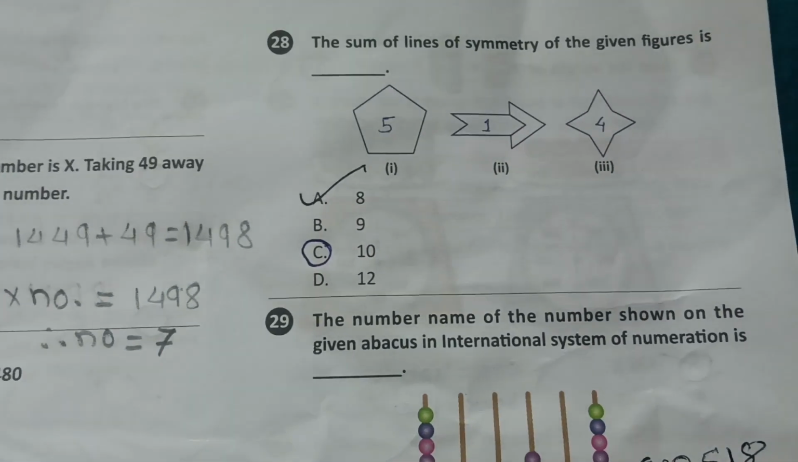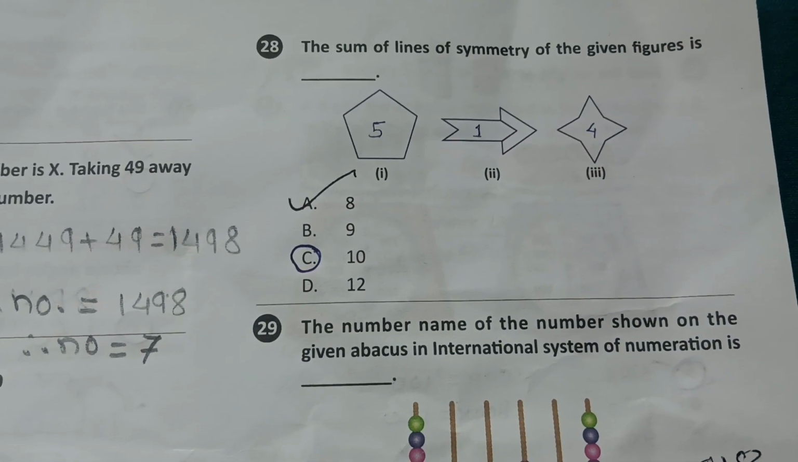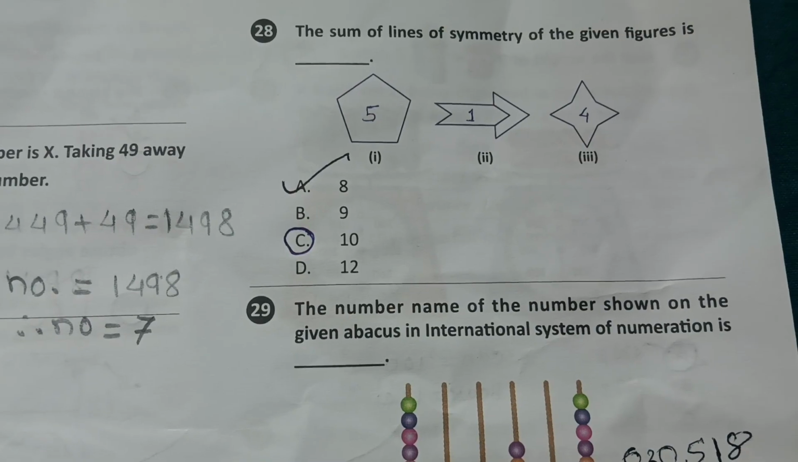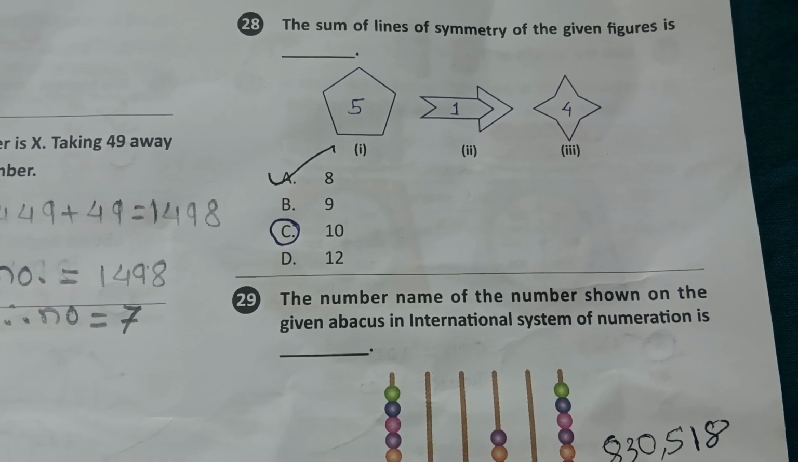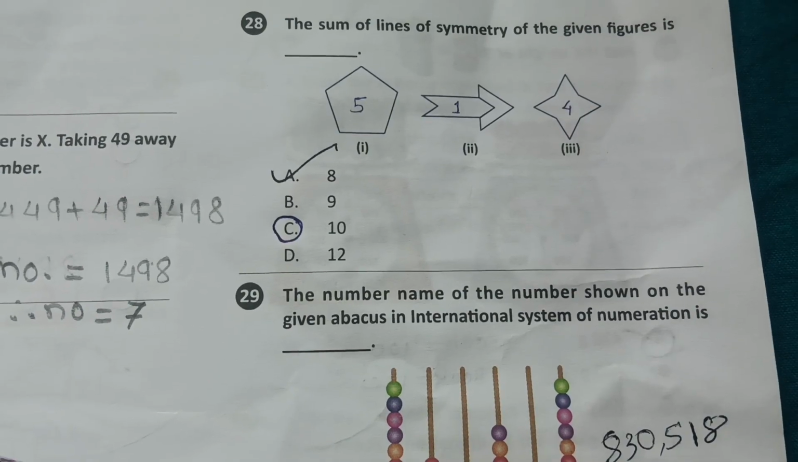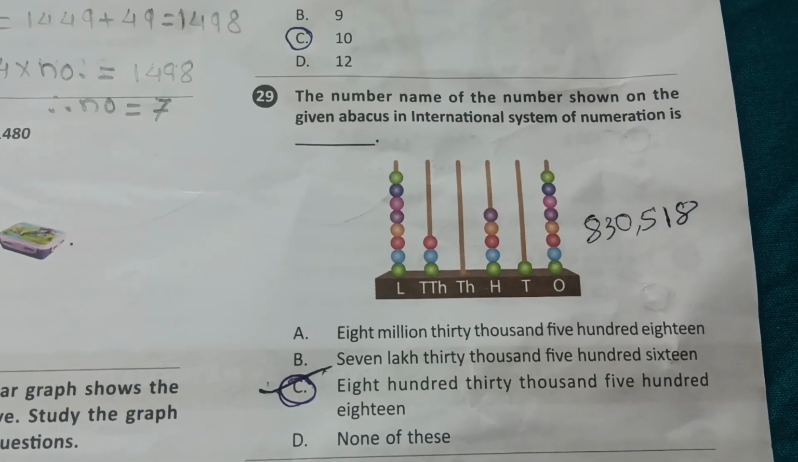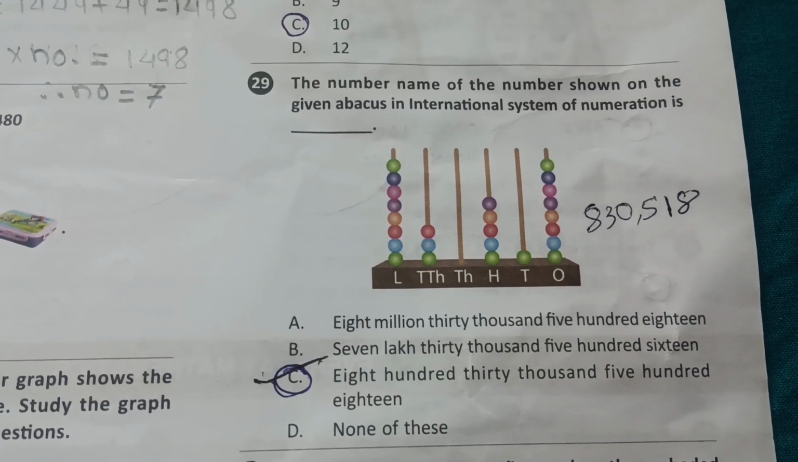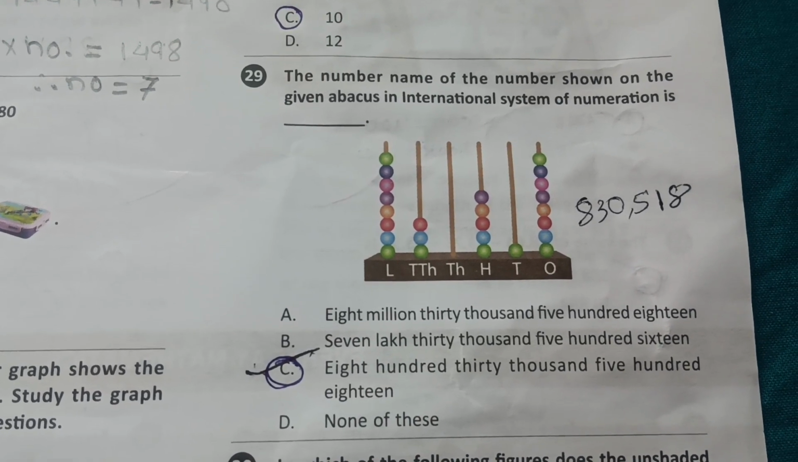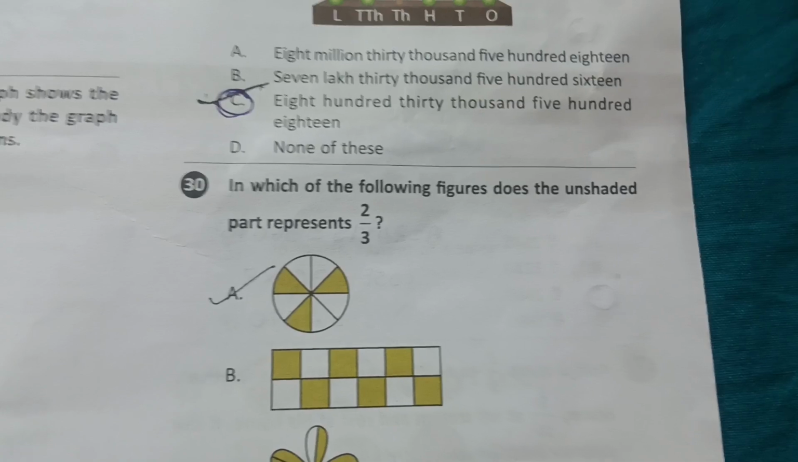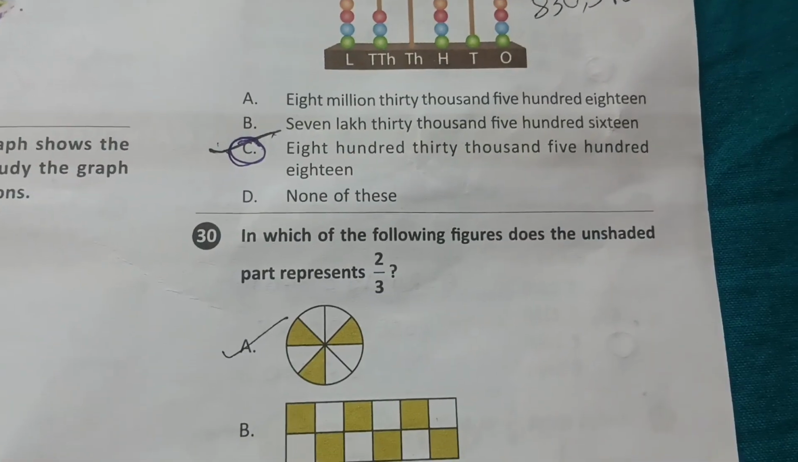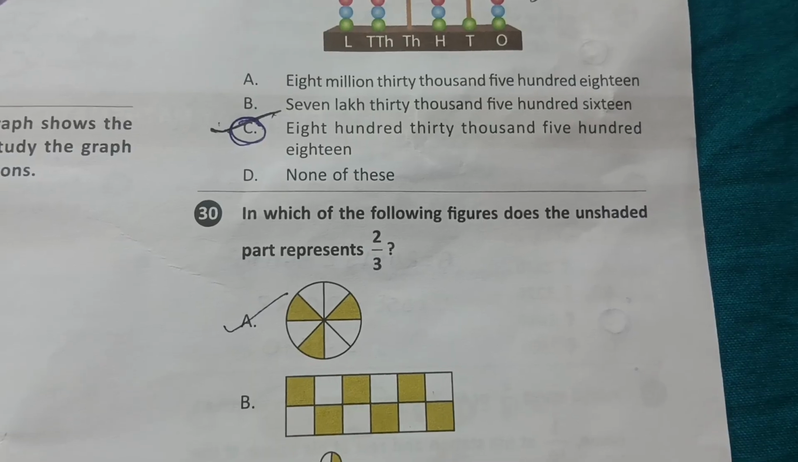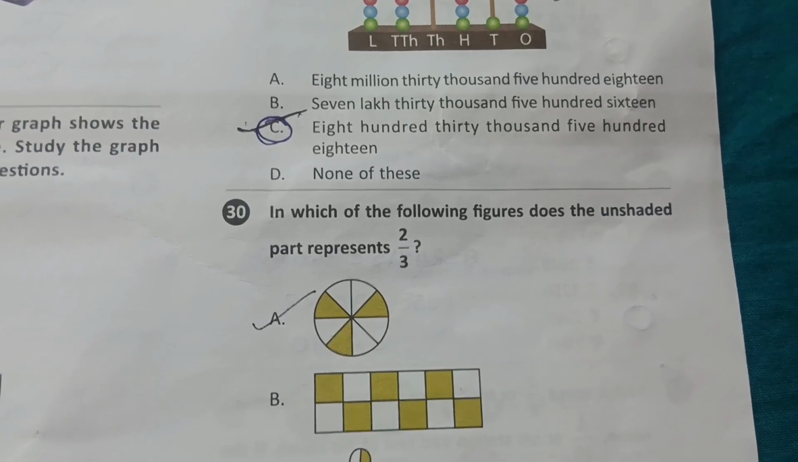Question number 28. The sum of lines of symmetry of given figure is, first figure has 5 lines of symmetry, second has 1 and third figure has 4 lines of symmetry. So total is 10. So option C. Question number 29. The number name of number shown on the given abacus in international system of numeration is 830,518. Question number 30. In which of the following figures does the unshaded part represent 2/3?